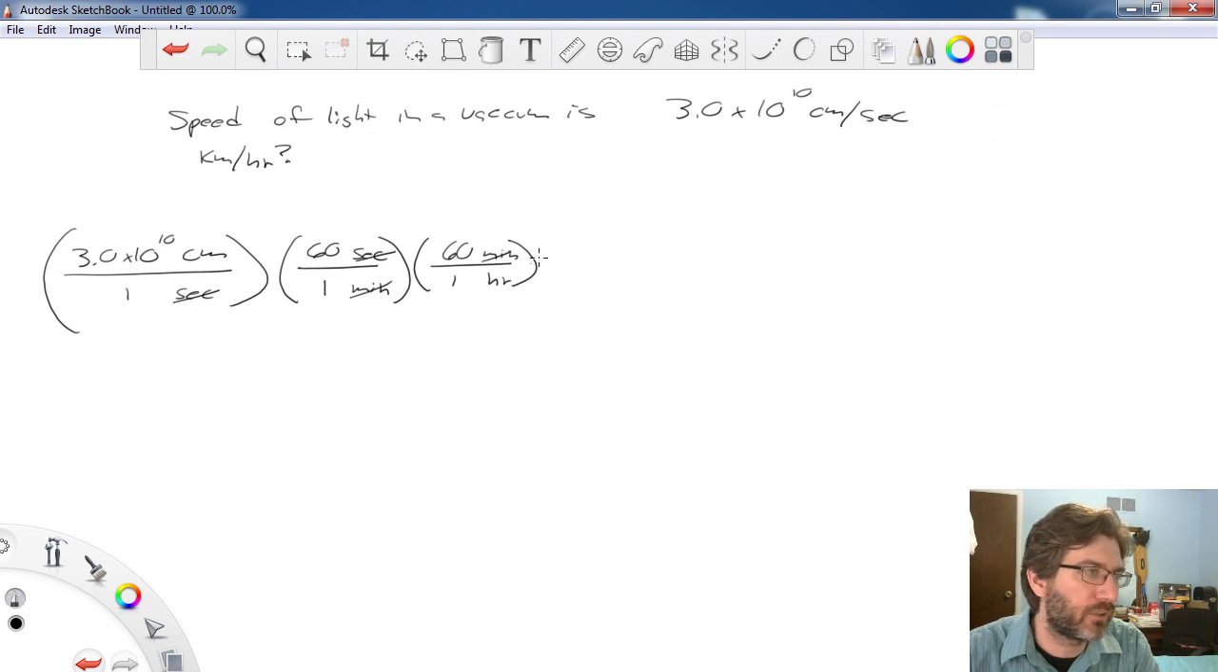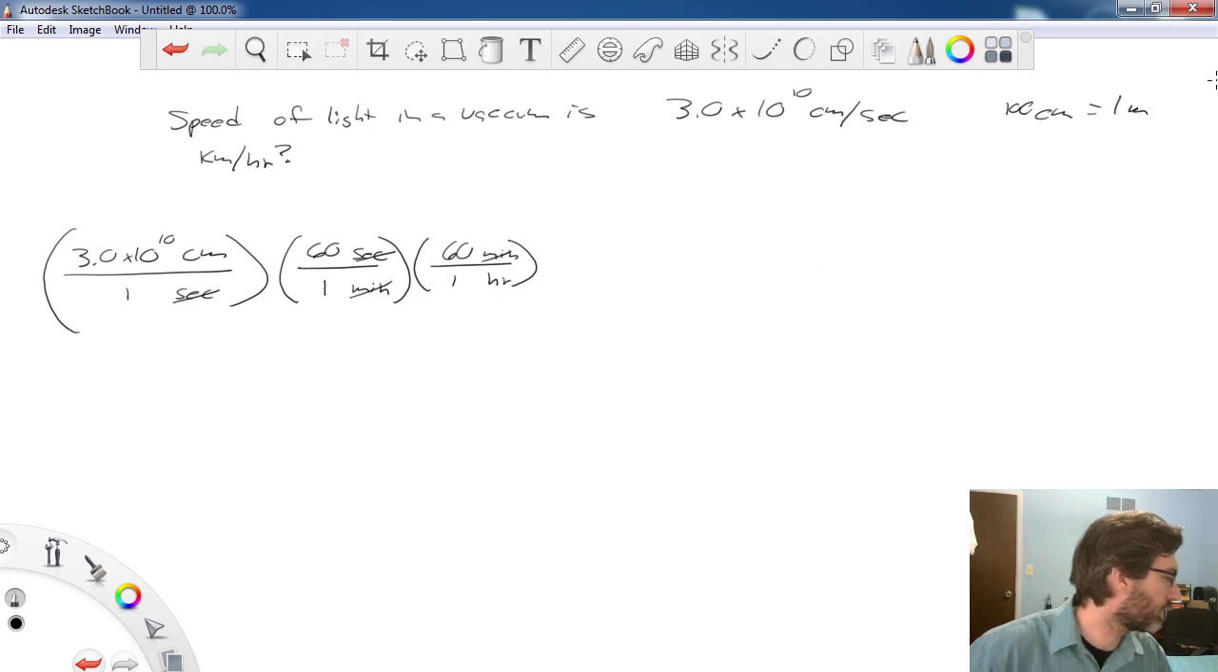I don't think your book actually gives you centimeters in a kilometer. That might be something you look up, but I'm going to tell you there are 100 centimeters in 1 kilometer. Is that right? No. It's 100 centimeters in 1 meter. Yeah, it gives it to you in meters. I think it gives it to you in meters. Can I go from 1,000 to trying to just do it based off of what it gives you?